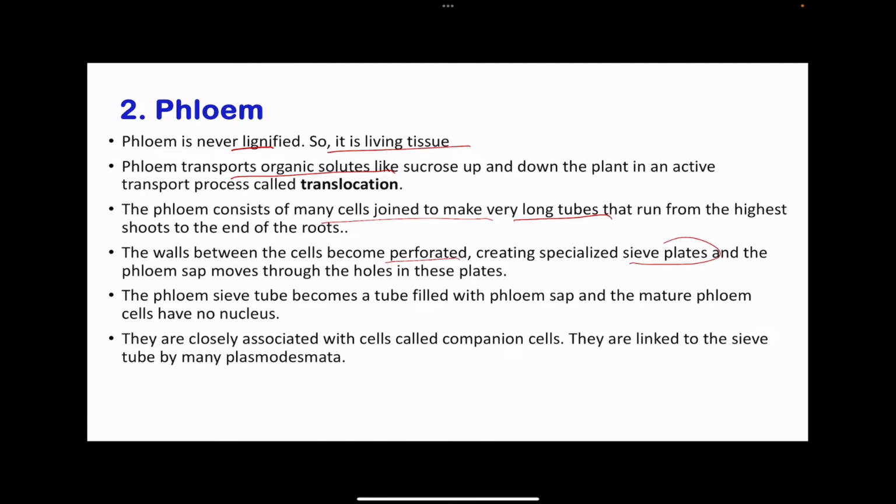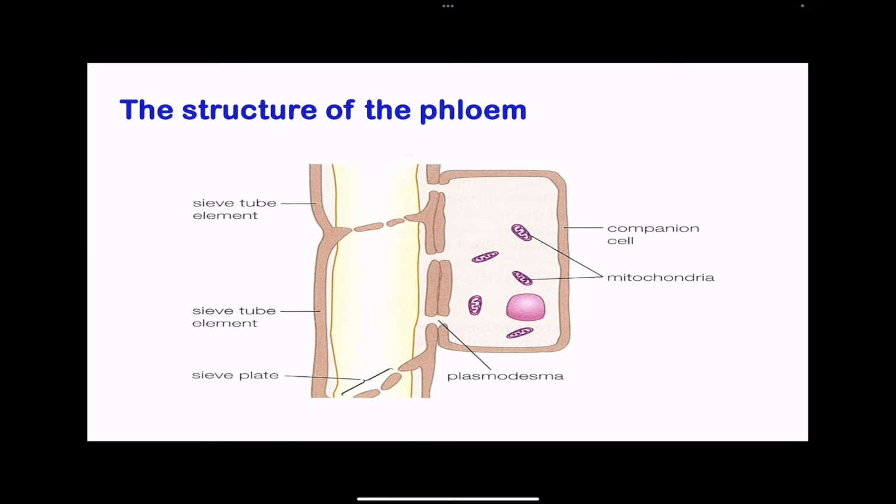Mature phloem cells have no nucleus, however, because they're associated with companion cells, which enable the phloem cells to function, so we say they are still living tissue. And the phloem cells are going to be linked to the companion cells through the plasmodesmata. So we can see here, these are the sieve tubes, and then we see the sieve plate. We see the companion cell that is living, it has mitochondria, it can produce energy and so on, so it can provide energy for this active process for movement of substances through the phloem tubes.